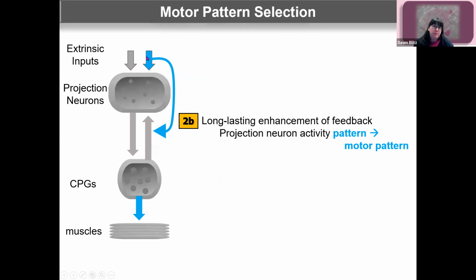So what that means is that this extrinsic pathway not only has some direct effects on the projection neurons to increase their activity, but it also has this long-lasting modulation of the feedback strength. And in this case, this is important for regulating the activity of the projection neurons and regulating the pattern of activity.